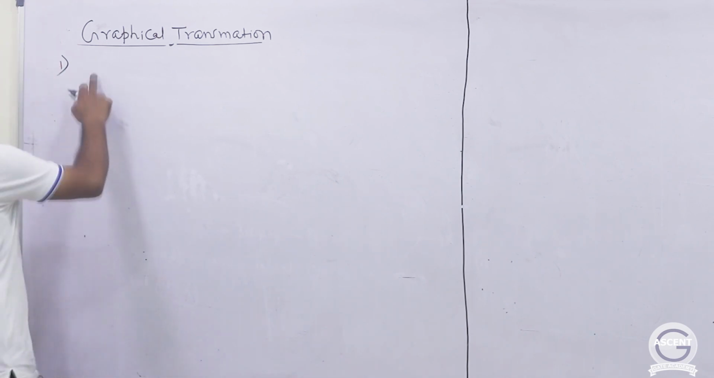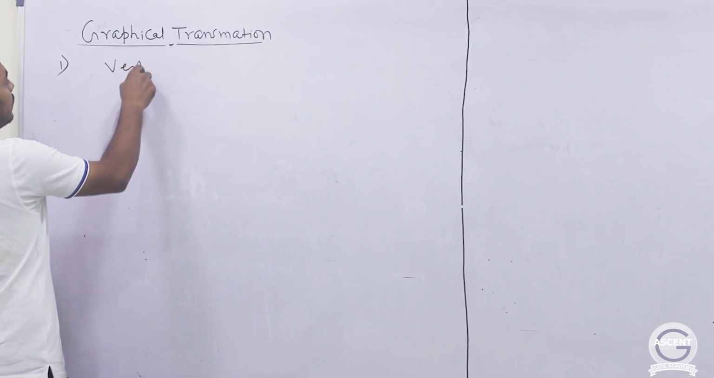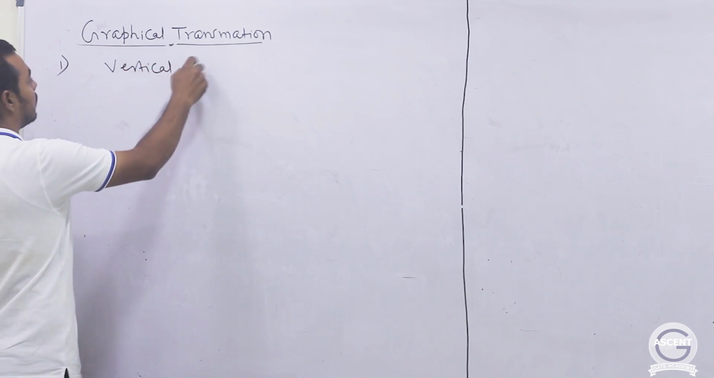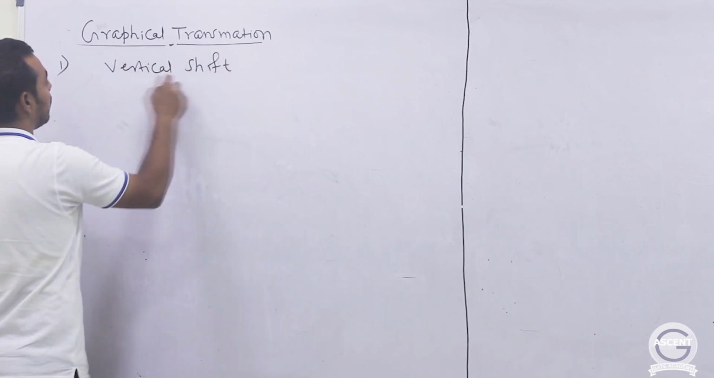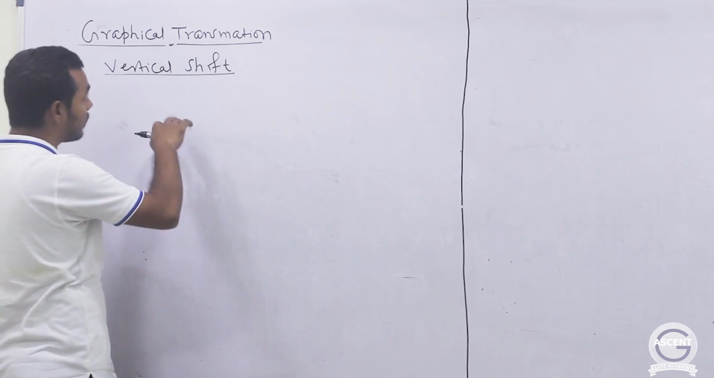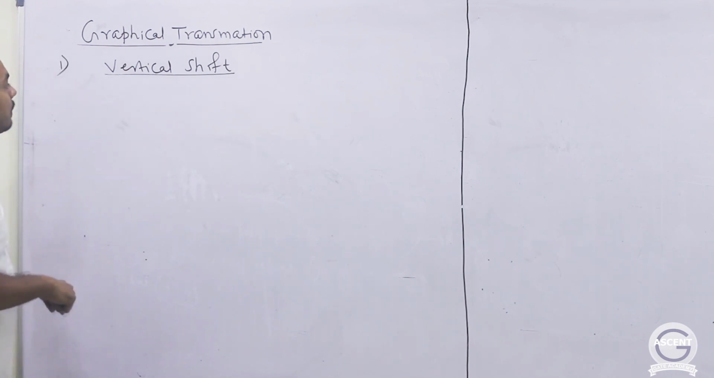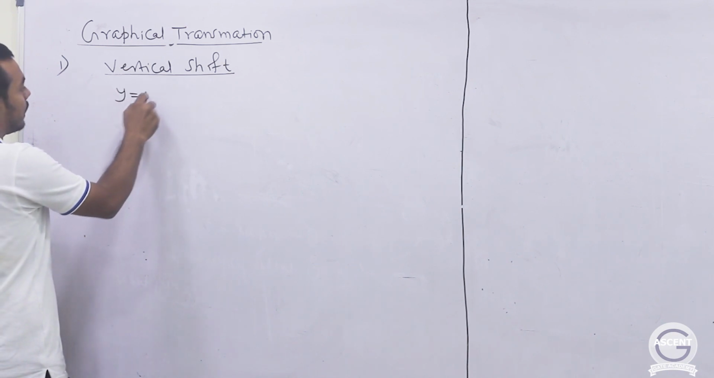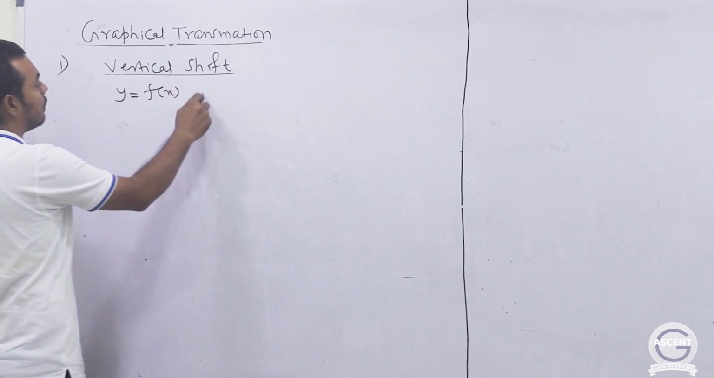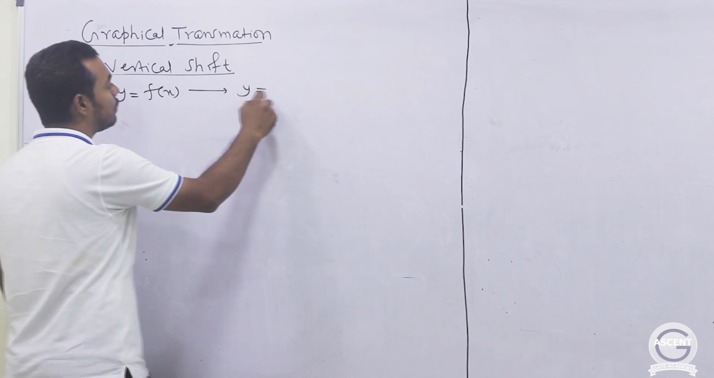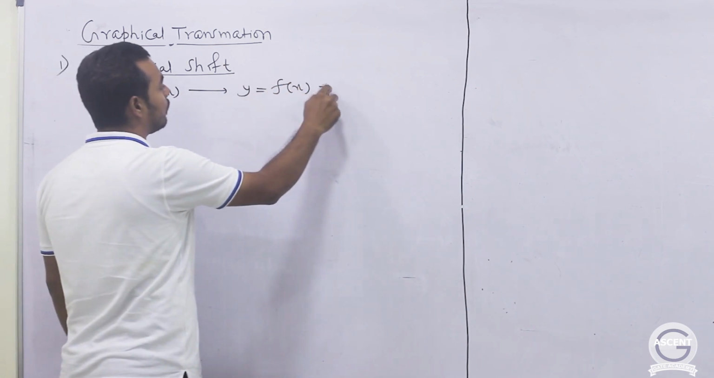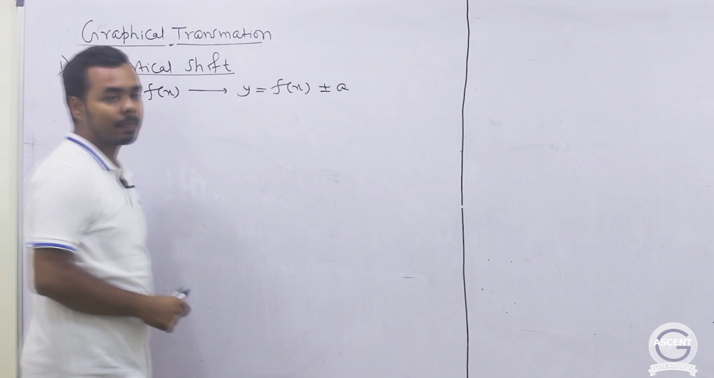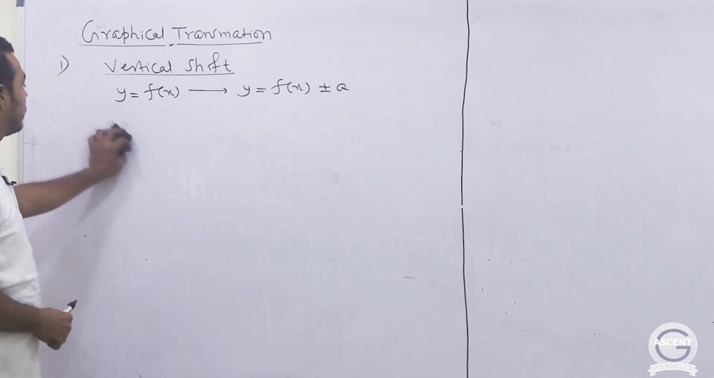So our first transformation will be vertical shift. The meaning of this vertical shift is that we know the graph of this function y equals f of x, and from here we have to draw the graph of f of x plus or minus a. Then how to draw the graph of these functions?